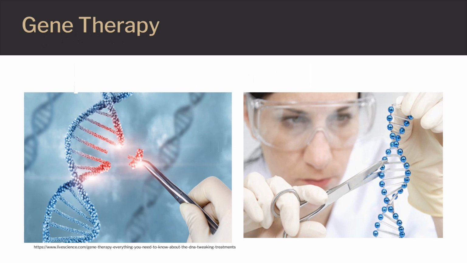Researchers are exploring whether inserting a normal gene into the bone marrow of people with sickle cell anemia will result in normal hemoglobin. Scientists are also exploring the possibility of turning off the defective gene while reactivating another gene responsible for the production of fetal hemoglobin, a type of hemoglobin found in newborns that prevents sickle cells from forming.